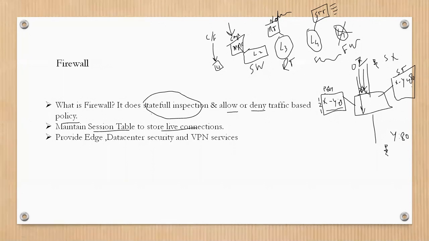What are the things going on in my firewall currently? All the live connections. And it also provides edge and data center security and VPN services. So firewall has a lot of features. We will see that in a few minutes. Okay, so what is a firewall? It does stateful inspection and allows or denies traffic based on the policy.